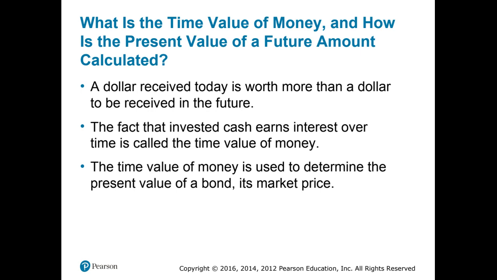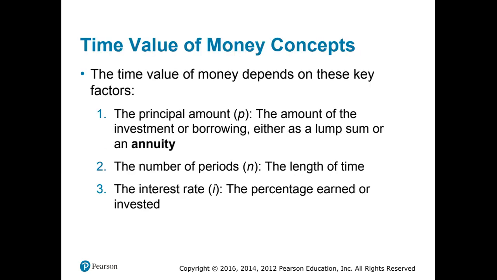So the time value of money concepts depend on some key factors. It depends on the principal amount, the number of periods, and the interest rate. So the principal amount, you will normally see the principal amount with a lowercase p. So if you see that, that's telling you that this is the principal amount. The number of periods normally is an N, and the interest rate is normally an I.